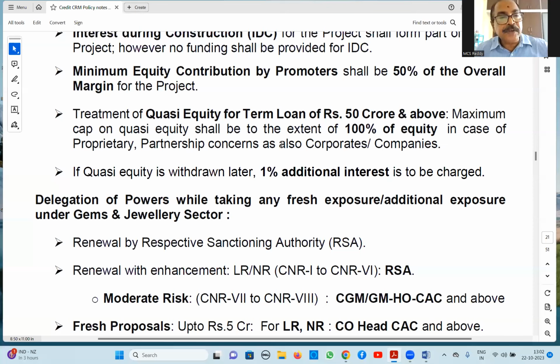So if quasi-equity is withdrawn later, the subordination agreement was already executed, but subsequently the party has withdrawn, then your margin has come down. Then your ratios also will be adverse. Debt equity ratio will be more than the accepted level. Your TOL/TNW will also increase because tangible net worth has come down. So in such cases, 1% additional interest is to be charged.